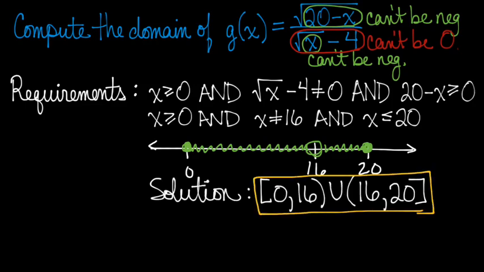So written in interval notation, I have 0 to 16, 16 to 20, square brackets on the 0 and the 20, and a union symbol saying both of these intervals are good solution intervals. So this problem is finished.